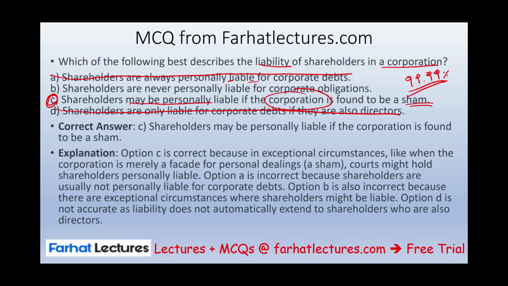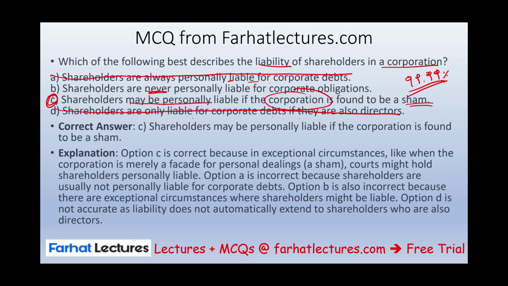But the point I want to make is the general rule is, one of the advantages is shareholders are not liable. That's the general rule. But none of the answers says are not liable in general. Are never, which will make B incorrect. So that's why you have to be careful. Take B out. Shareholders are not personally liable for the corporate obligation will be kind of acceptable, assuming we don't have C as an answer. But when C is there, we have to know this.